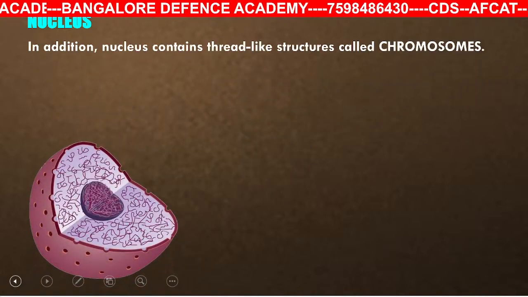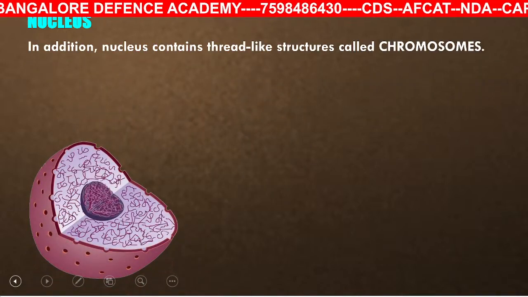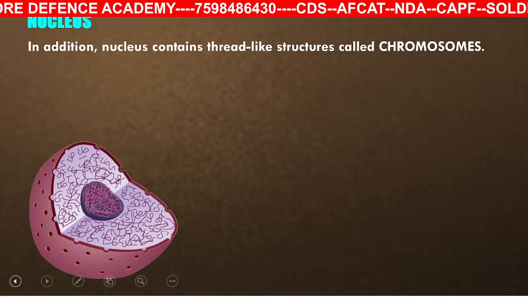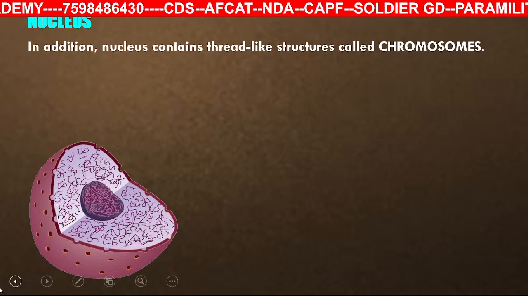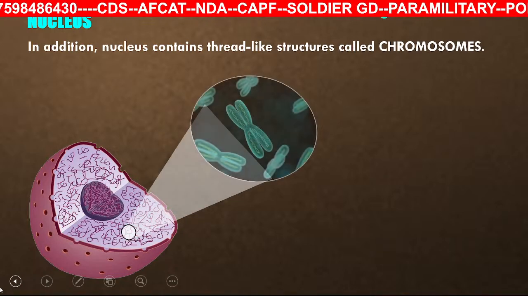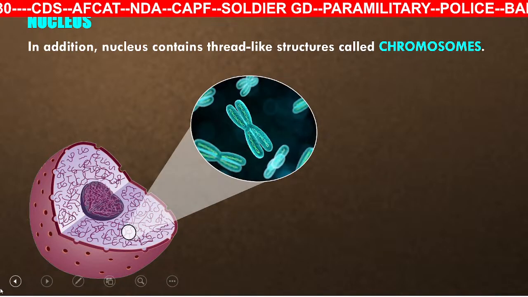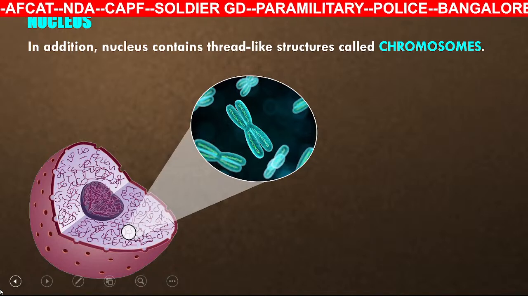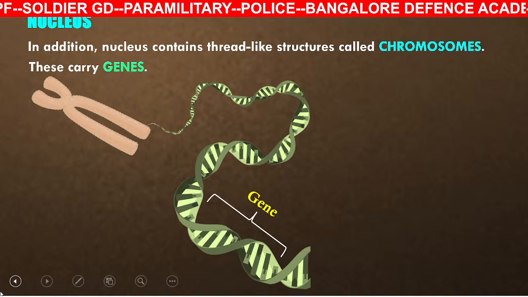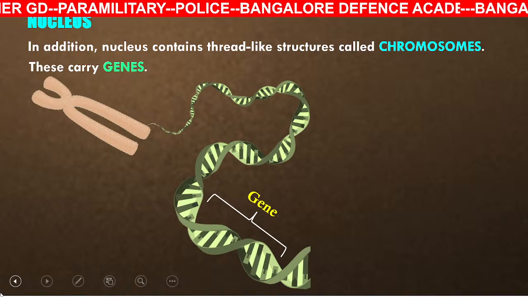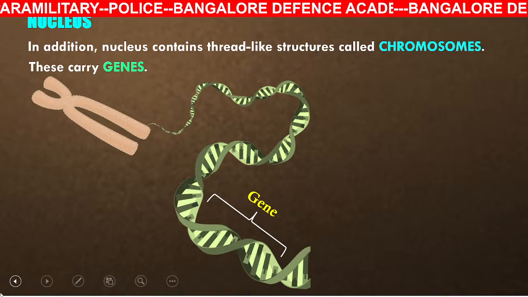Okay, next. The nucleus contains thread-like structures. Can you see these thread-like structures? Small thread-like structures. This is called chromosomes. What is this here? Chromosomes. Okay. So chromosomes, they look like this. And these chromosomes carry genes. Okay. Genes are very, very important.